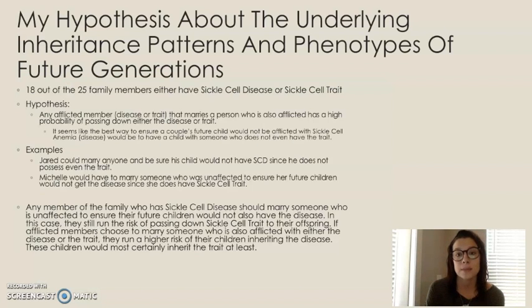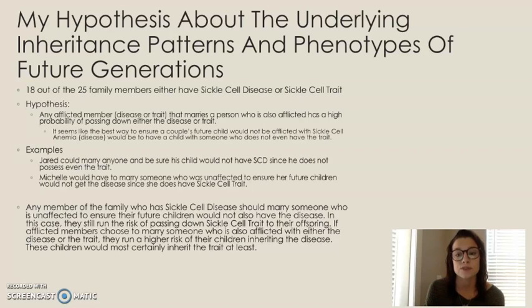So my hypothesis about the underlying inheritance patterns and phenotypes of future generations from my pedigree: as you can see in the chart, 18 out of 25 of the family members have sickle cell disease or sickle cell trait. My hypothesis is that any afflicted member, disease or trait, that marries a person who is also afflicted has a high probability of passing down either the disease or trait. It seems like the best way to ensure a couple's future child would not be affected with sickle cell anemia, the disease, would be that they have a child with someone who is not even affected by the trait.